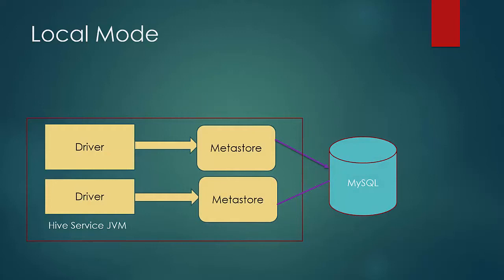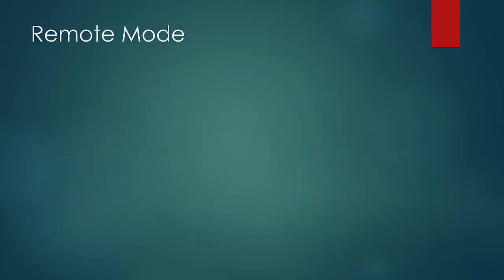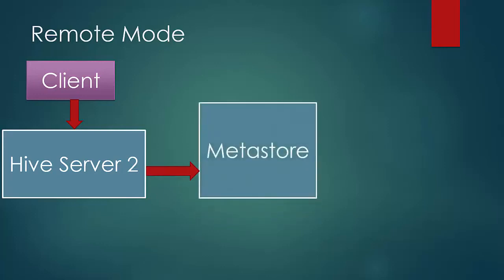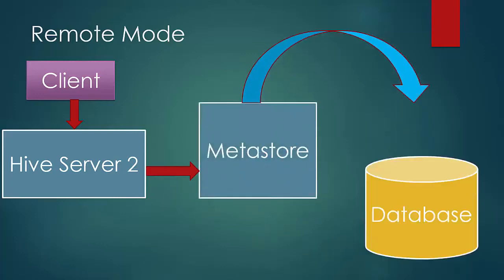In the local mode, the Hive server process and metastore process run in the same JVM. But the metastore database, in this example MySQL, runs in a separate process. Here, Hive service refers to either Hive server 1 or Hive server 2. Finally, let us discuss remote mode. In this mode, the Hive metastore service runs in its own JVM process. Hive server, metastore, and the database are all separate processes.